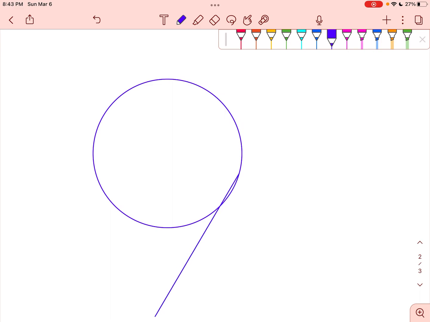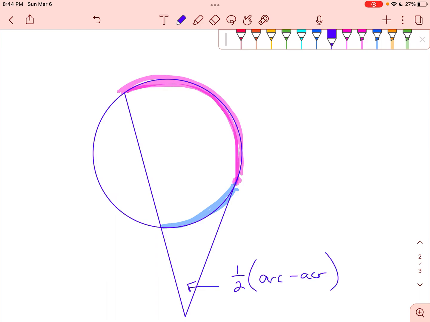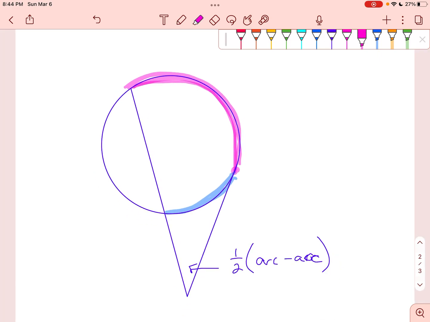Sometimes we're going to have a tangent. Let's do down there. Tangent secant problem. You do them all the same way. Look at this, this is the intercepted arc right here. Okay. And this is the other part of the arc. And again, because we're talking about this exterior angle, it's always going to be 1/2 the larger arc, the bigger arc, take away the smaller arc.